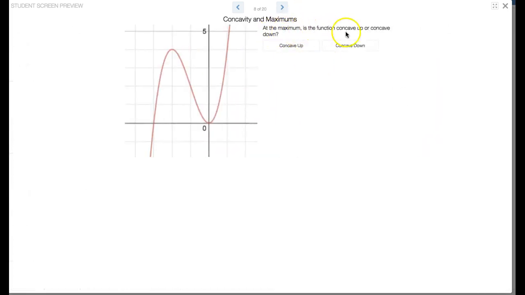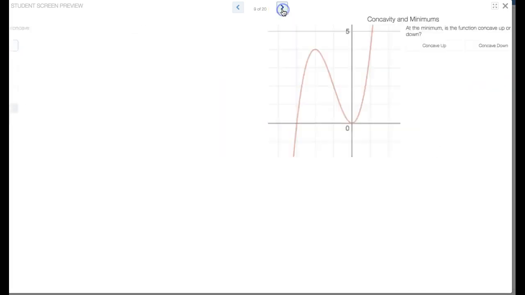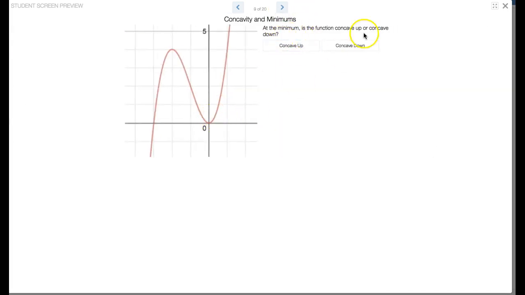At the maximum, is the function concave up or concave down? Right here at a maximum, it would be concave down. It can't hold the water here. So you have a maximum when it's concave down. At the minimum here, is it concave up or concave down? Looking at this, it's concave down here and concave up here, and you have a minimum. That's an important point. The next piece is what we call an inflection point. Let's look at that on the next screen.